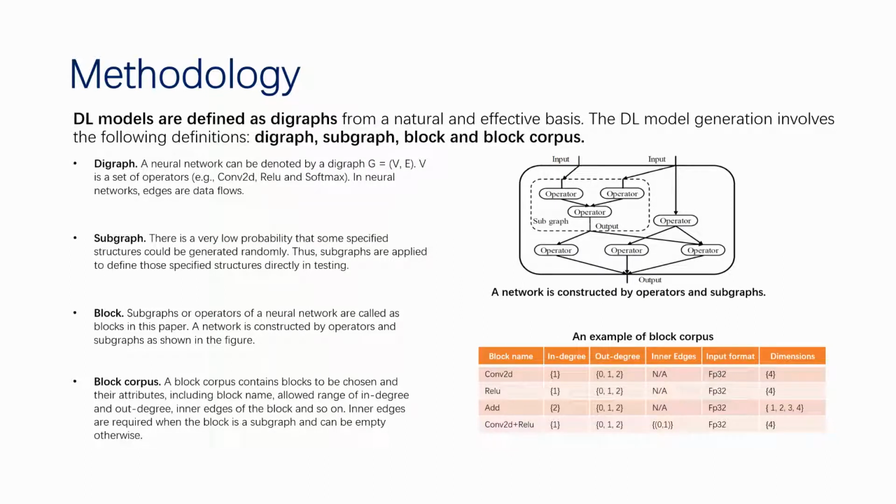The model generation involves the following definitions. Digraph. A neural network can be denoted by a digraph. Edges are data flows. Nodes are operators. Subgraphs are applied to define those specified structures. Subgraphs or operators are called blocks. A block corpus contains blocks and their attributes.